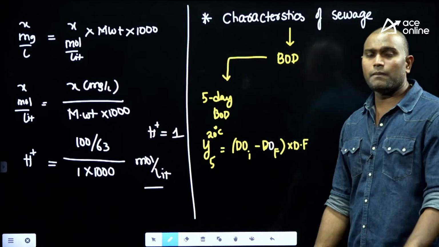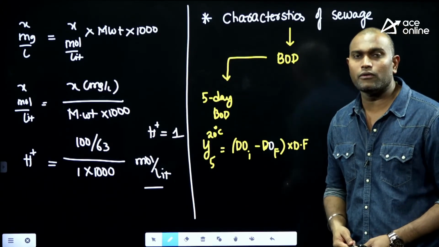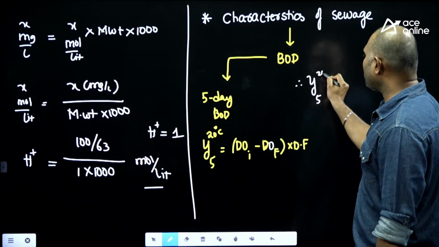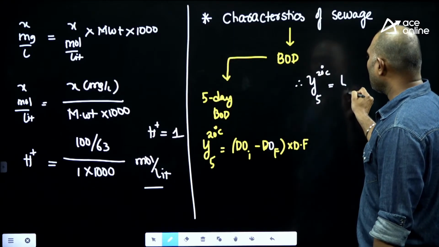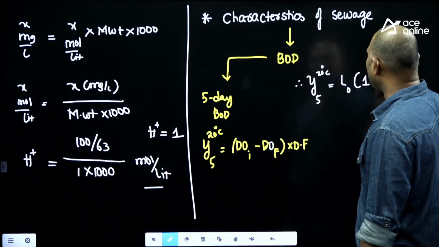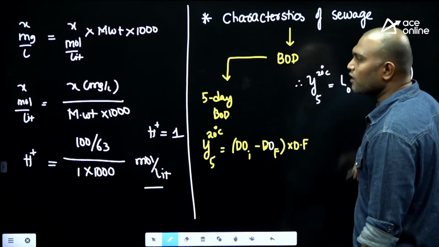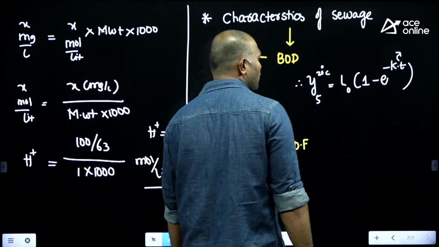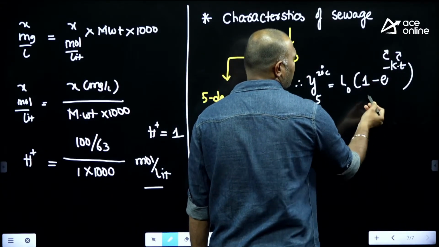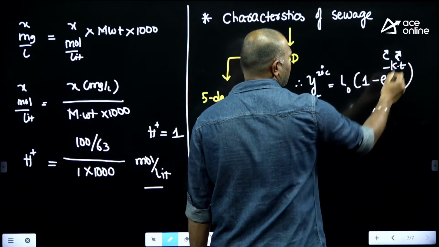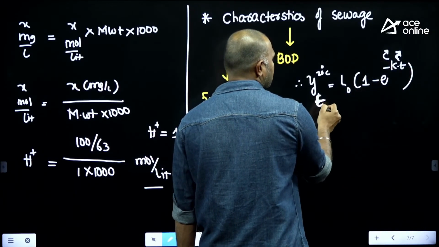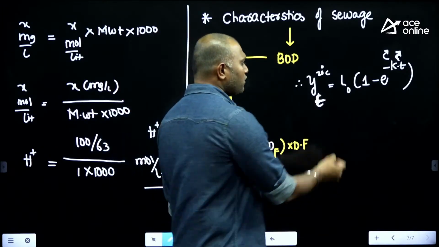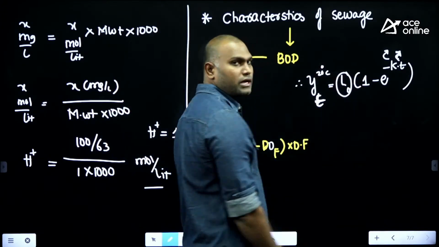From the 5-day BOD, how to find out the ultimate BOD? The 5-day 20 degrees BOD can be written as ultimate BOD into 1 minus e to the power of minus k into t, where t is whatever time you wish to go for. Here k is known as the BOD rate constant, and t is the time, at 20 degrees centigrade. Anytime you substitute the k value, you can find out the ultimate BOD.